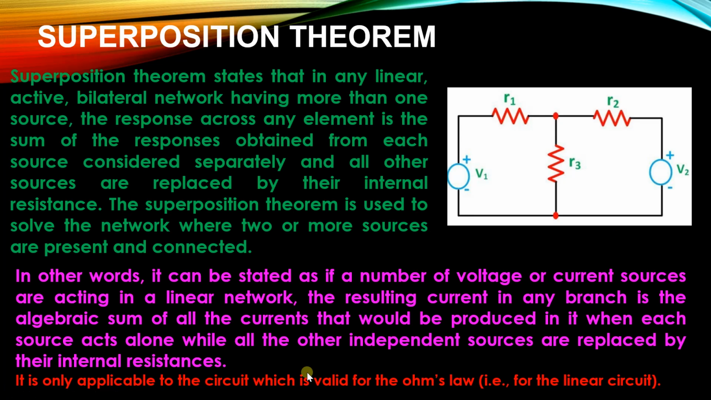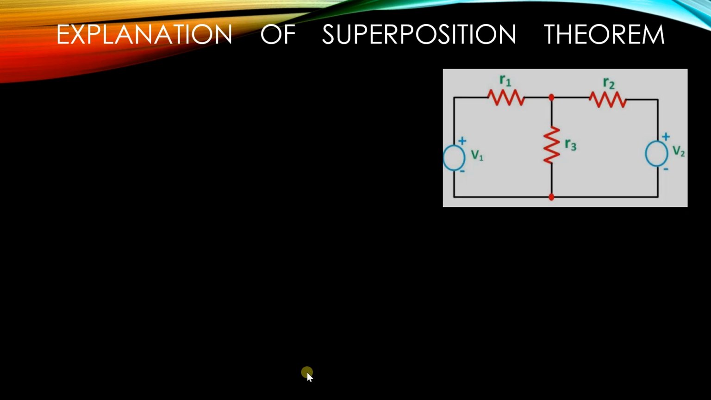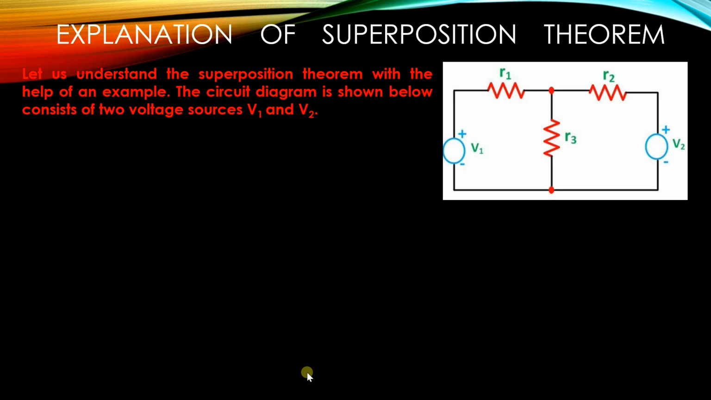It is only applicable to circuits which are valid for Ohm's law. That is, the superposition theorem is applicable only for circuits which obey Ohm's law, which means linear circuits. Now we explain the superposition theorem. Let us consider the superposition theorem with the help of an example.